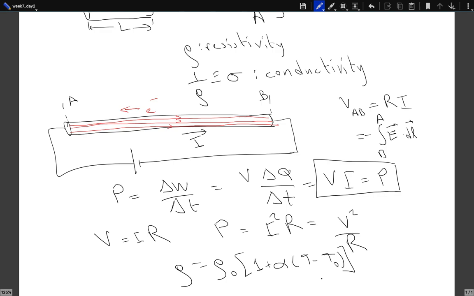Is that constant? This one, not exactly a constant. It also changes with temperature. But in certain temperature ranges, you can just assume it to be constant. Or you can just look up the tables on how that changes as a function of temperature. Other questions?